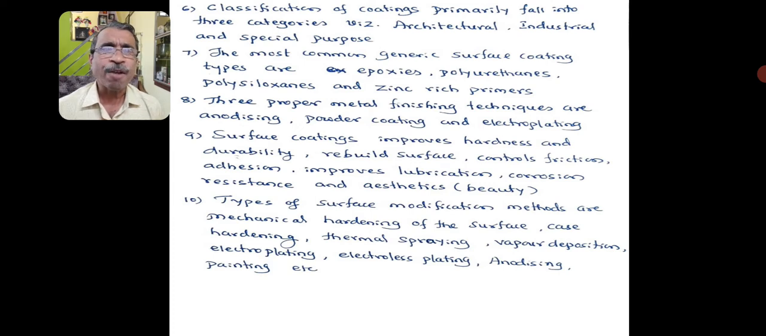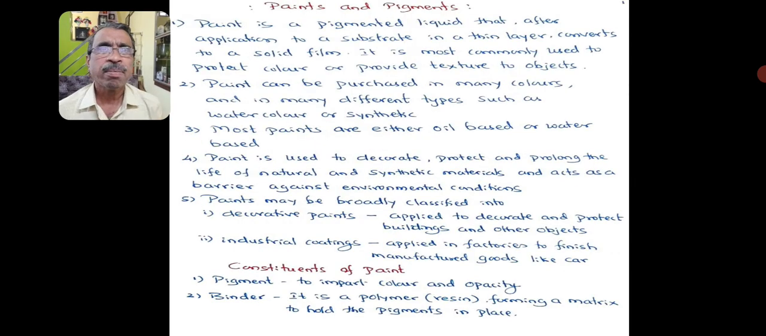Types of surface modification methods are mechanical hardening of the surface, case hardening, thermal spraying, vapor deposition, electroplating, electroless plating, anodizing, and painting, etc. Now let us learn about the paints and the pigments.